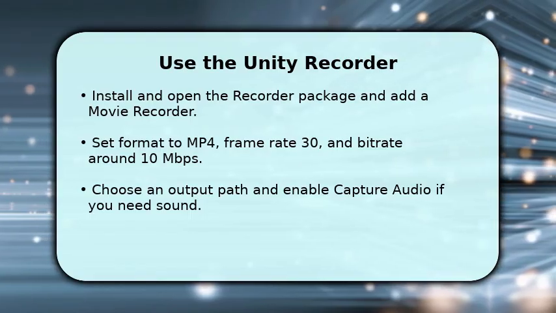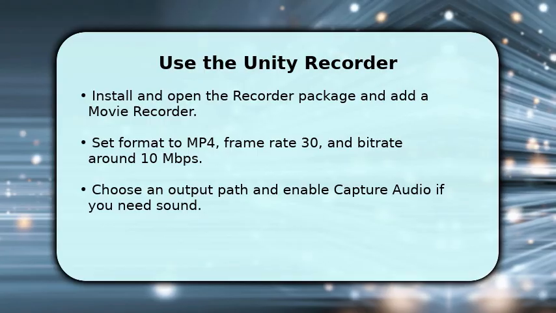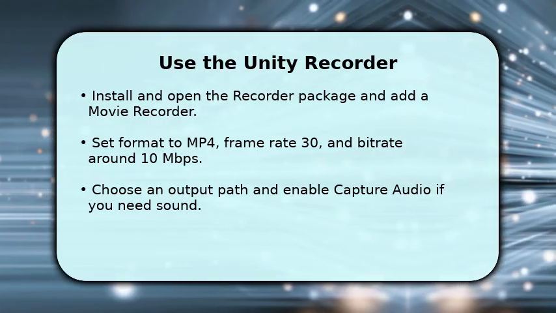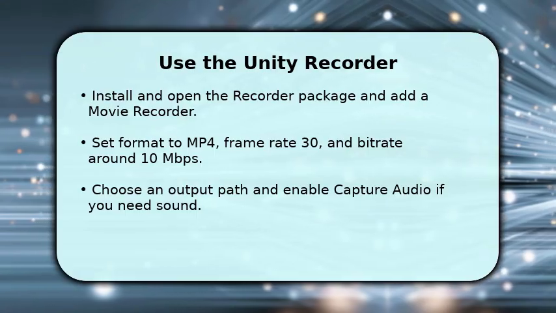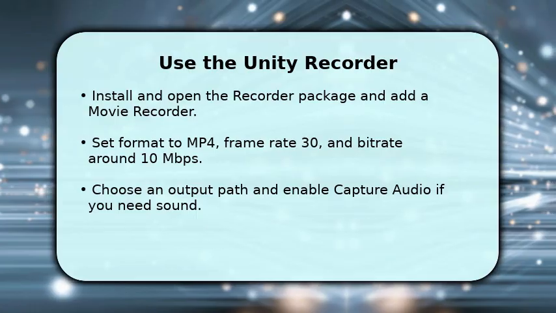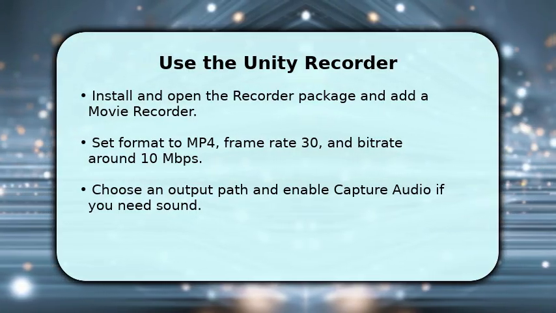Set the format to MP4, set the frame rate to 30 FPS, and set a bitrate of about 10 Mbps for a balance of quality and file size. Choose a clear output path and enable capture audio if you need soundtrack or dialogue recorded. Arm the recorder and preview a short sequence first to verify settings.